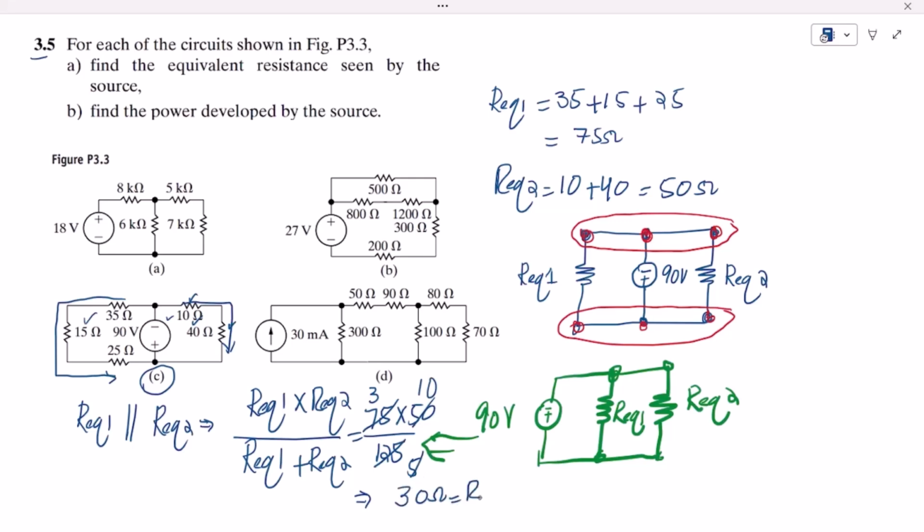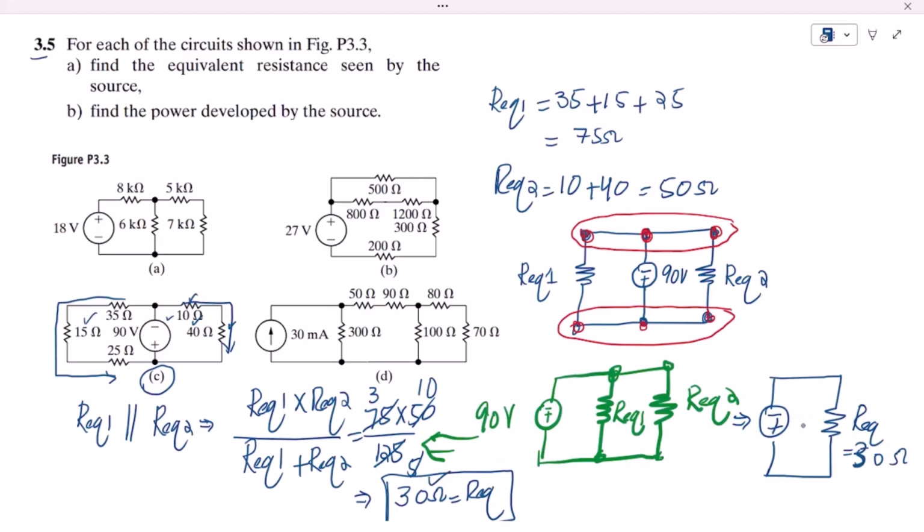So now let me call it R equivalent, and that is 30 ohm, and if I draw it from here, the R equivalent is 30 ohm, and the source is 90 volts. Okay, you can see that this is the solution of part A.